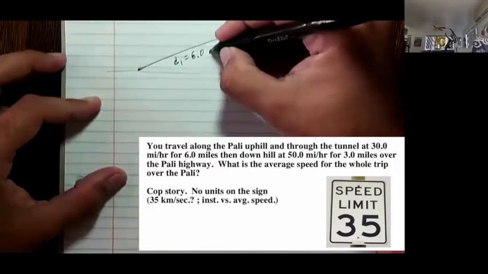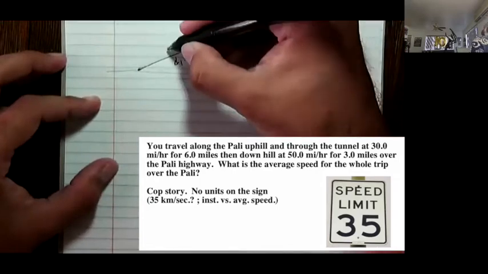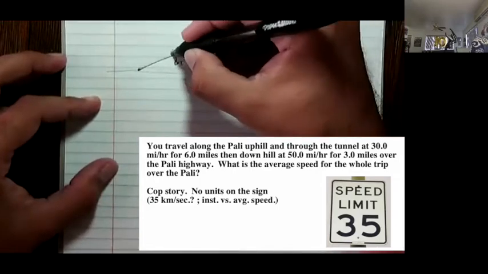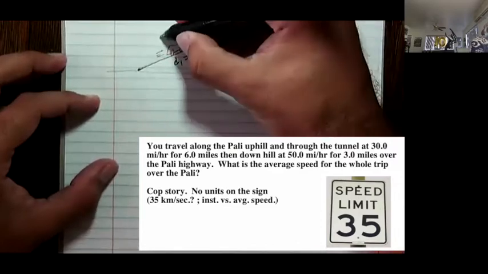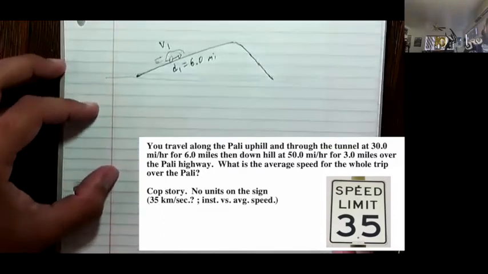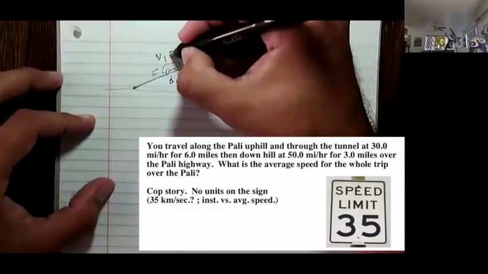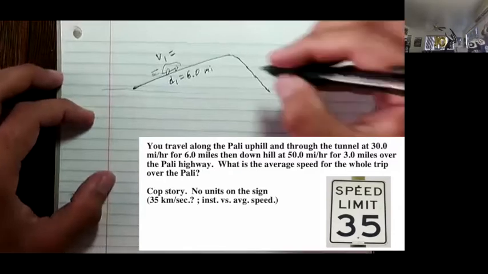So 6.0 miles going up, and that was a velocity that we had going up, our car's going up, chug, chug, chug, chug, chug. And I'm going to call that velocity 1. See if that's looking pretty clear. That's going to be velocity 1, and that's going to be 30 miles per hour. Okay, and 50 miles per hour down, so it's going to be faster going down.